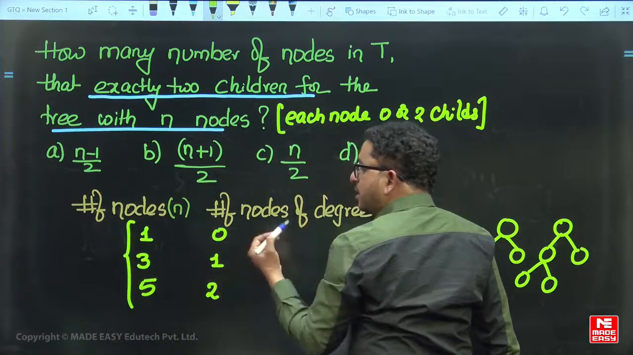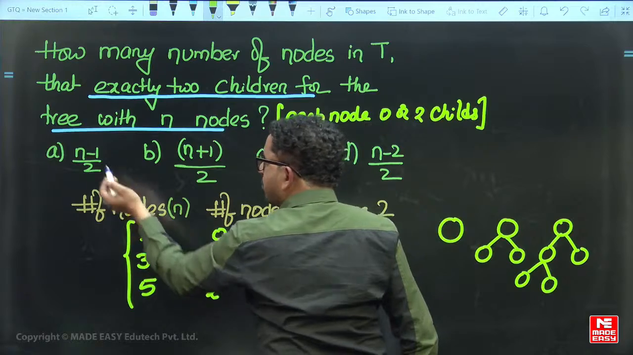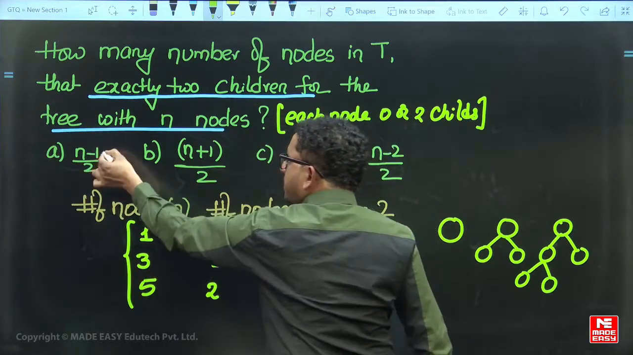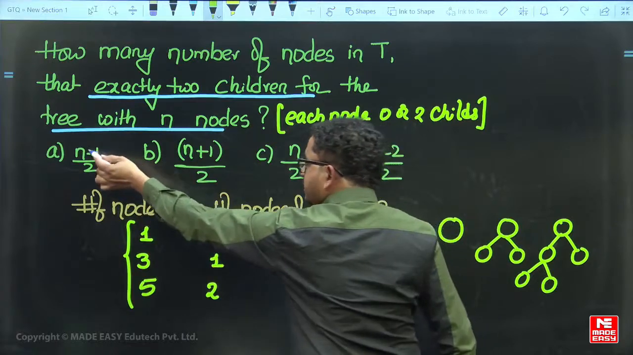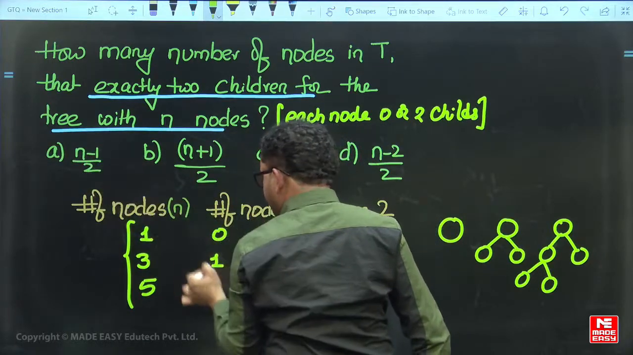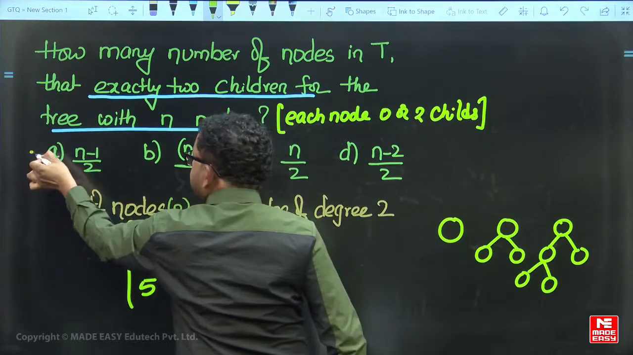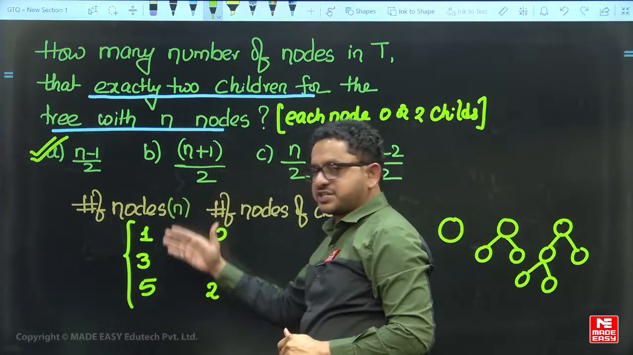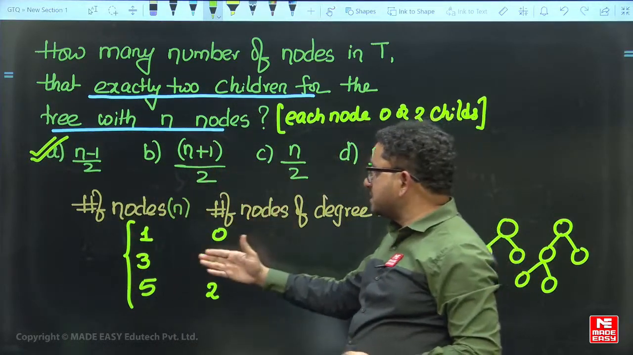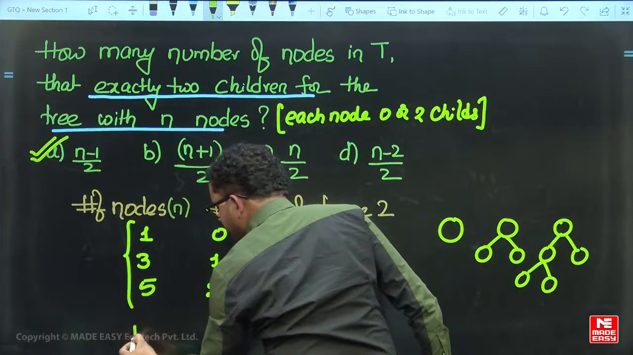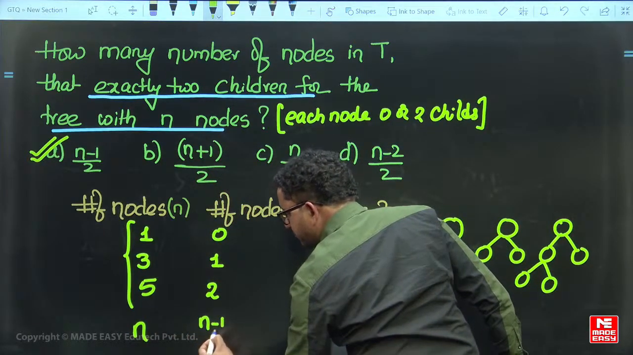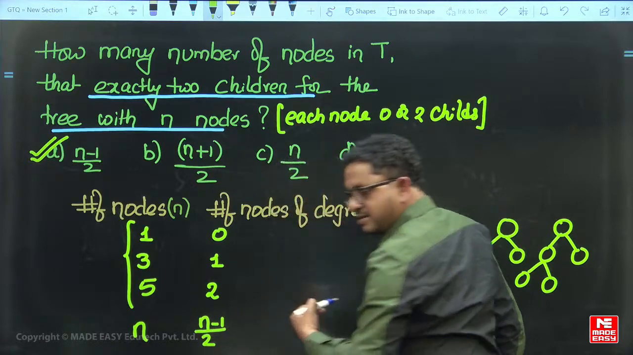So which of the options is true? n equal to 1: (1 minus 1) by 2 is 0. n equal to 3: (3 minus 1) by 2 is 1. n equal to 5: (5 minus 1) by 2 is 2. It is satisfying for all, like a proof by induction. That means if there are n total nodes, the degree 2 nodes are (n minus 1) by 2.